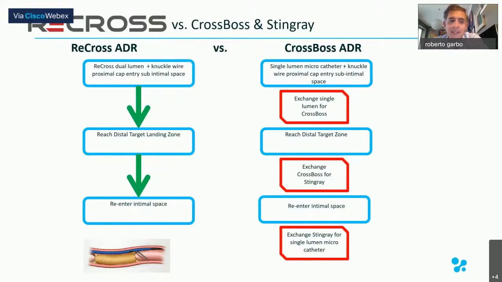Clearly, the advantage of Recross is that, as you explained very well, you have only three steps to create a subintimal space and re-entry. With the ADR with Stingray it is much more complex, with more steps, as you can see in red. Also, Recross has a very good profile, much better than Stingray. Also, the Stingray LP has an increased profile with respect to the first one.